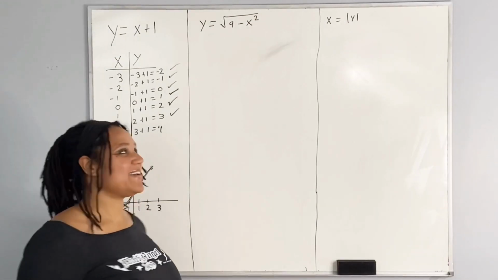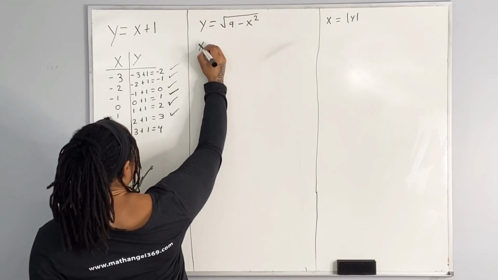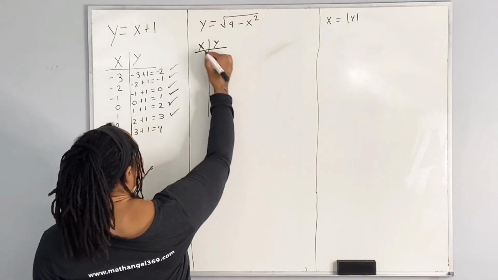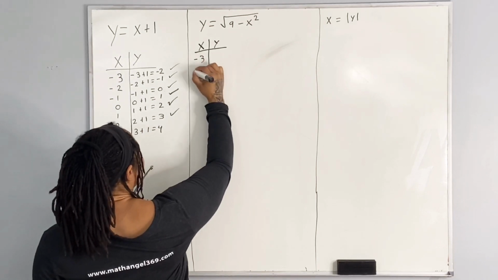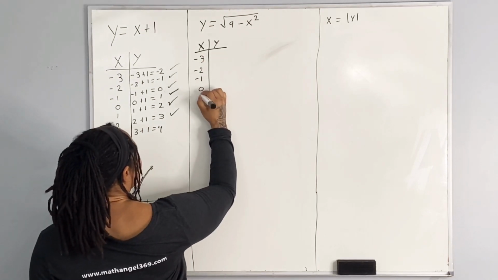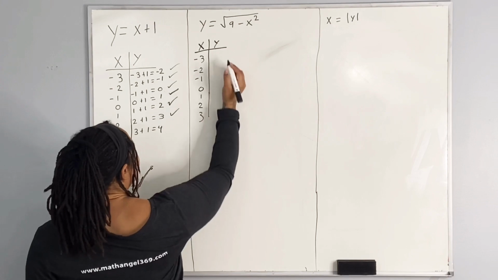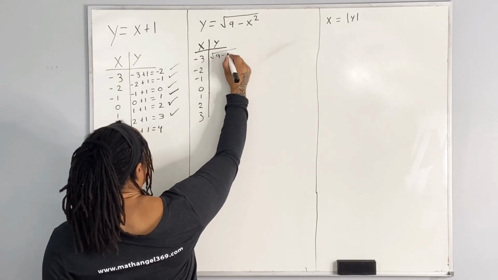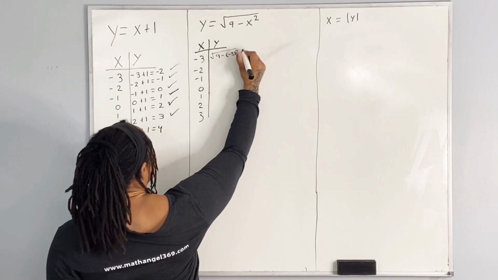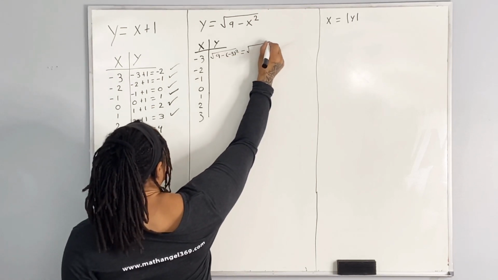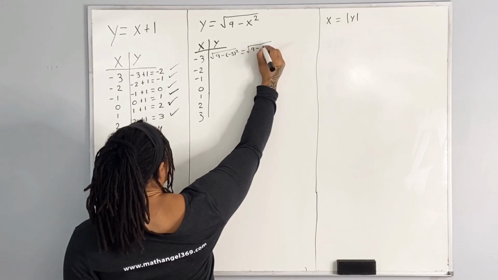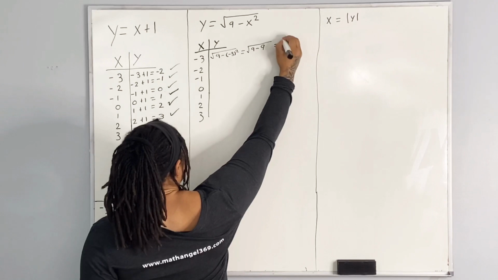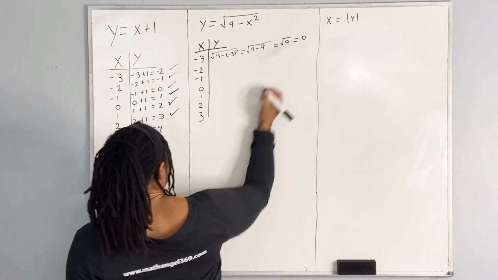Let us look at our second one. So we need to go ahead and plot our x and y values first. So if we say -3, -2, -1, 0, 1, 2, and 3. So if I plug in -3, we get the square root of 9 minus a -3 squared, which is equal to the square root of 9 minus 9, which is equal to the square root of 0, which is 0.